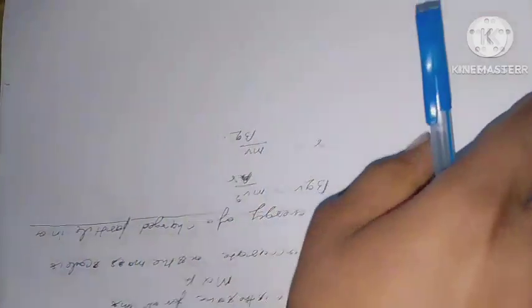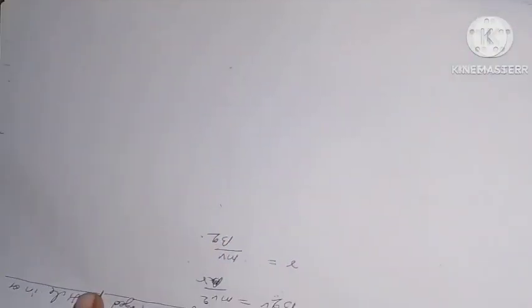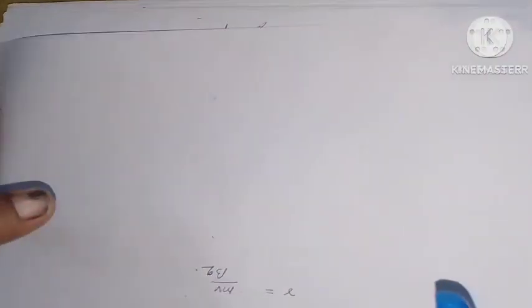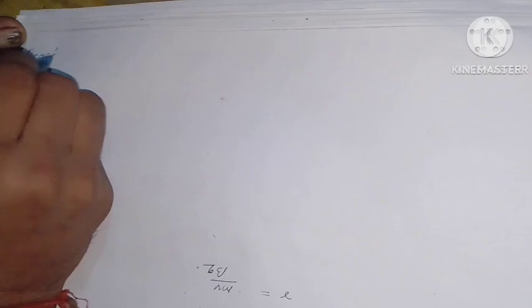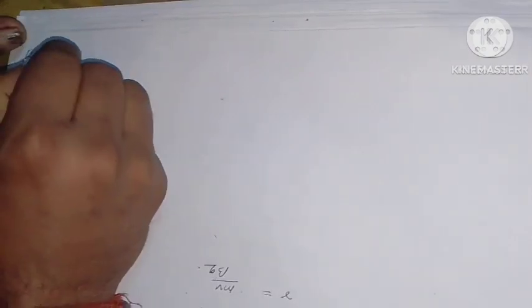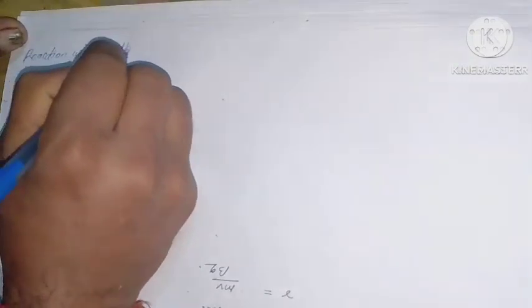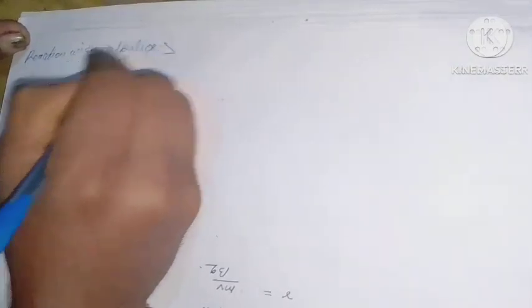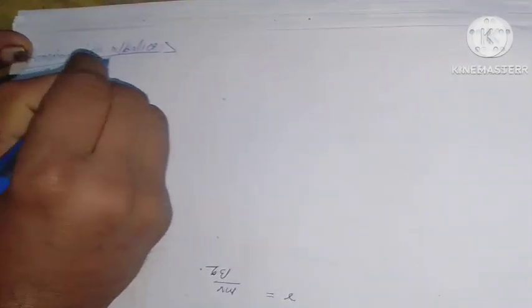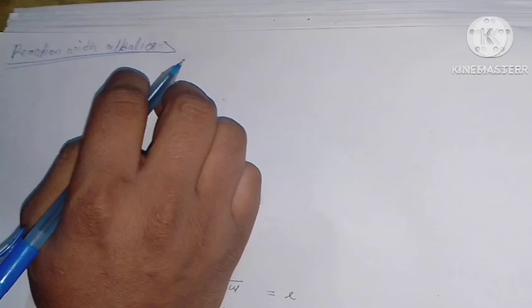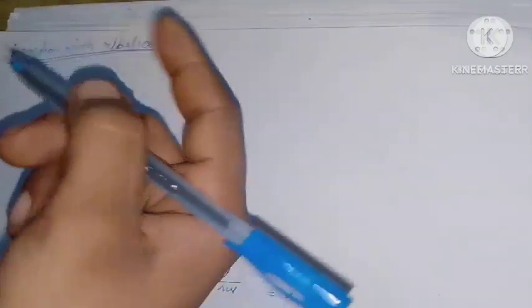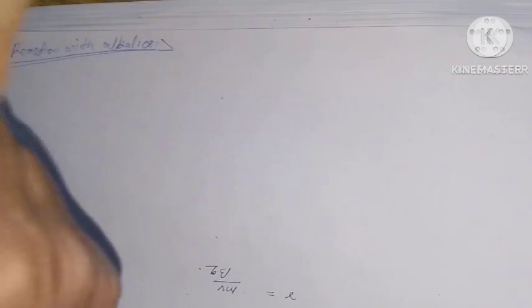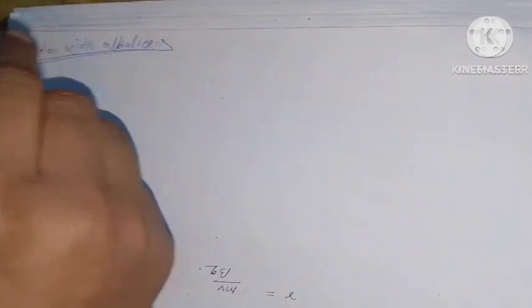Next point, reaction with alkalis. Fluorine reacts with alkalis violently, giving fluorides and oxygen.